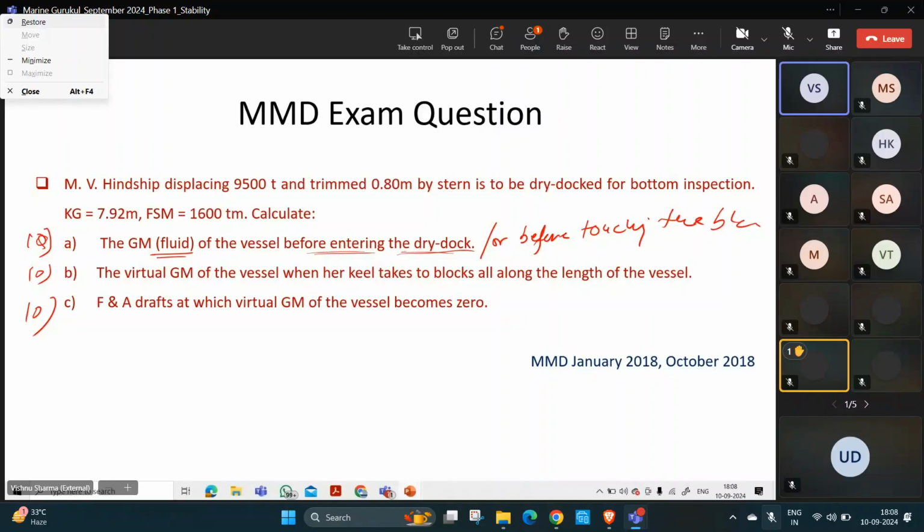Gaurav, can you give me the GM, beta? I'll wait for GM from your side now. 8.983. GM fluid. Even if the word fluid was not written, you still have to give GM fluid, okay? The MMD has been kind to write GM fluid, but even if fluid was not there, it will not change the question. The question still remains the same.